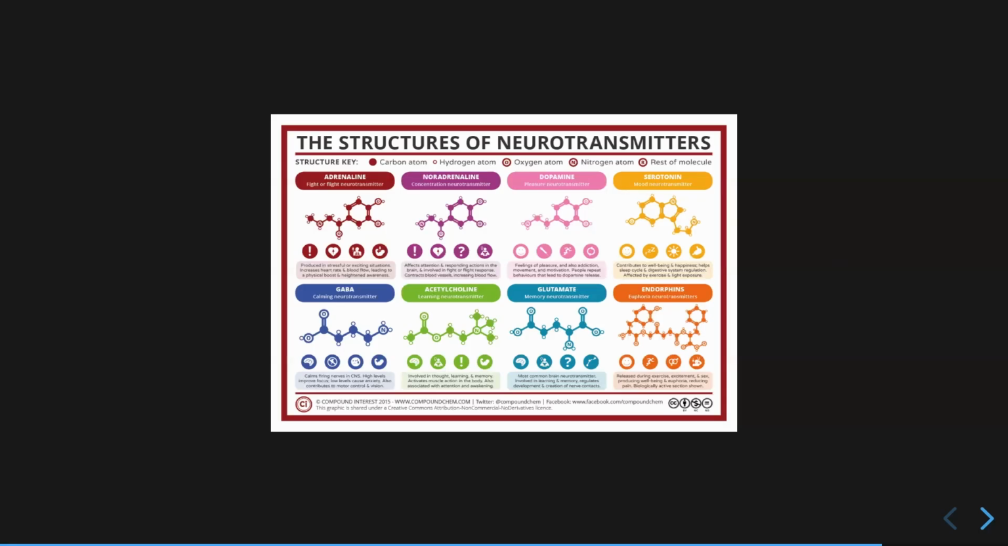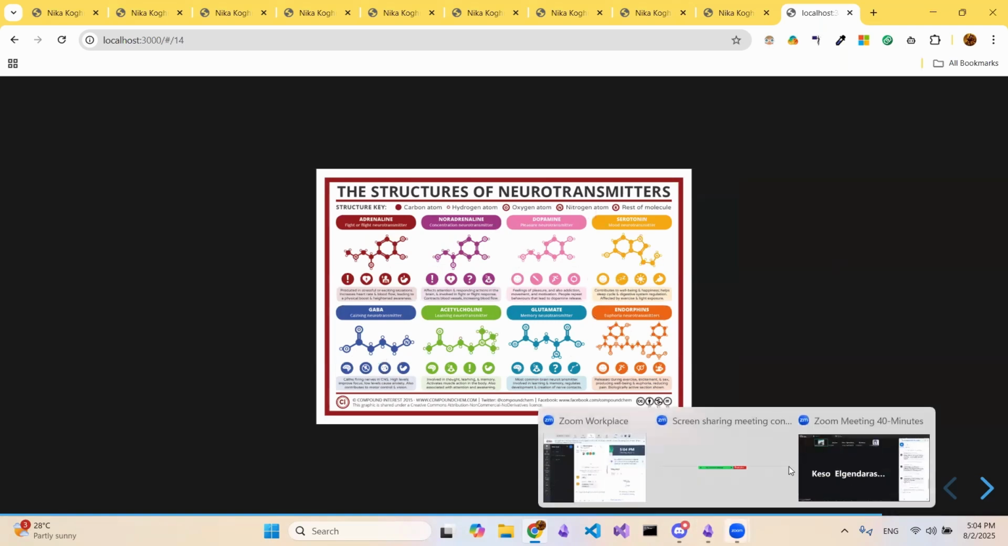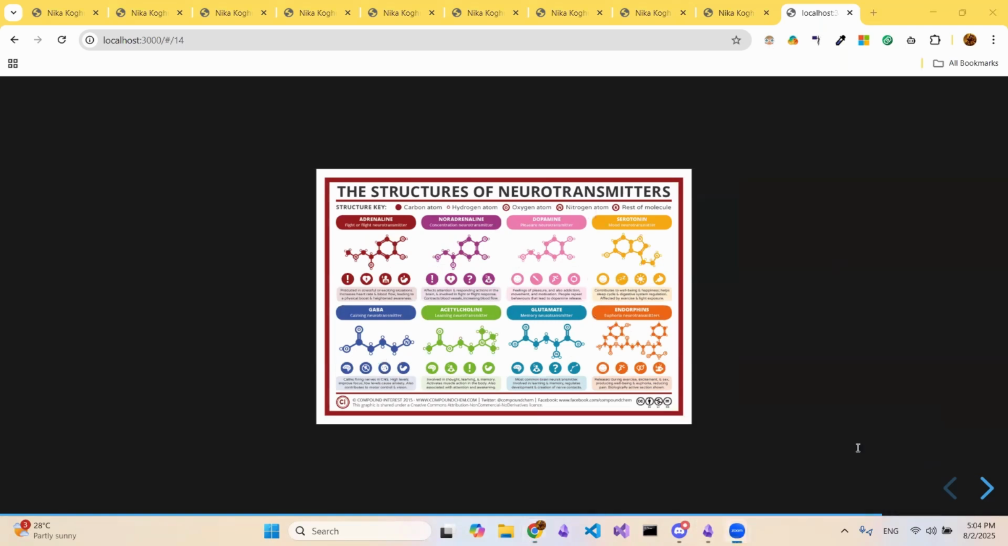So you remember from previous lectures that we have, for example, a frontal lobe, a temporal lobe, a parietal lobe, and an occipital lobe, and also some other brain areas. So each brain area uses the neurotransmitters slightly differently.